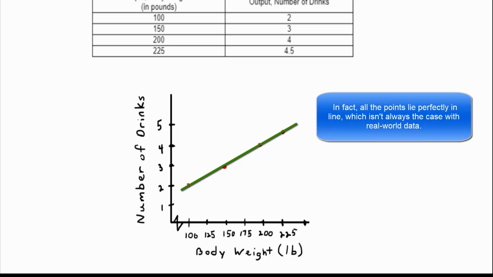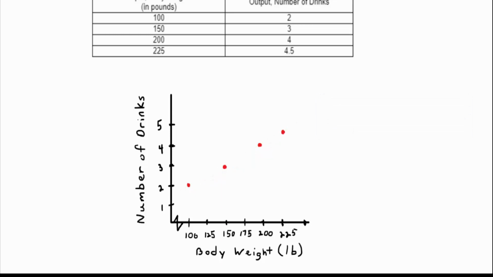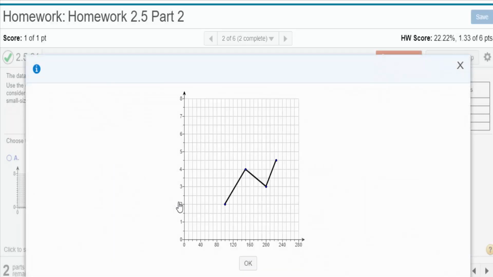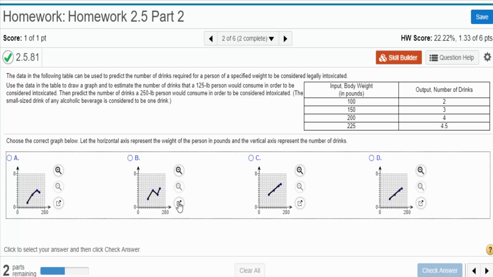Now I want to show you what the problem looks like in the online homework. Okay, so here's the actual online homework problem. Notice that you're not asked to graph the points in this table by hand. You're asked to select the correct graph. And I just want to show you how to zoom in on the graph so you can make sure that you select the correct one. If you hit any of the bottom icons, it'll give you a nice picture of the graph. Obviously, that's not it because the graph we got is more linear in nature, not a bunch of lines stuck together, but one line. So it's either going to be C or D.